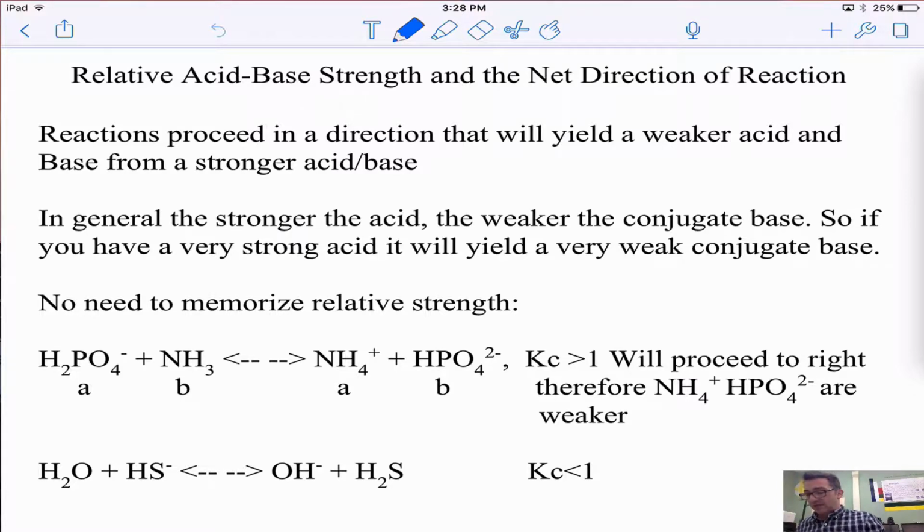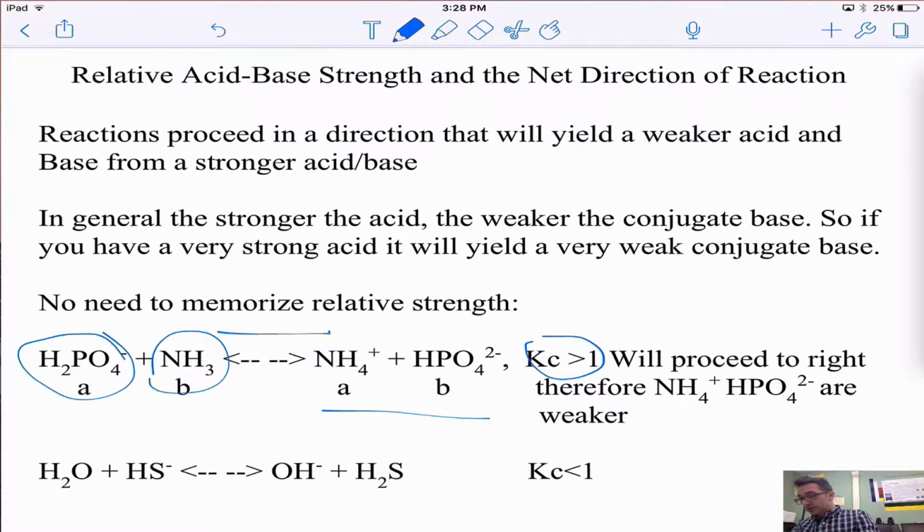So here I have my reaction where I have my acid, and it's reacting with the base, and then it's forming these products here. And they're saying that the Kc is greater than 1. That means that we'll proceed to the right, so that means that these will be made. Since the weaker acid and base are favored, that tells us right away that this is a weaker acid and this is a weaker base. Let's try the next one.